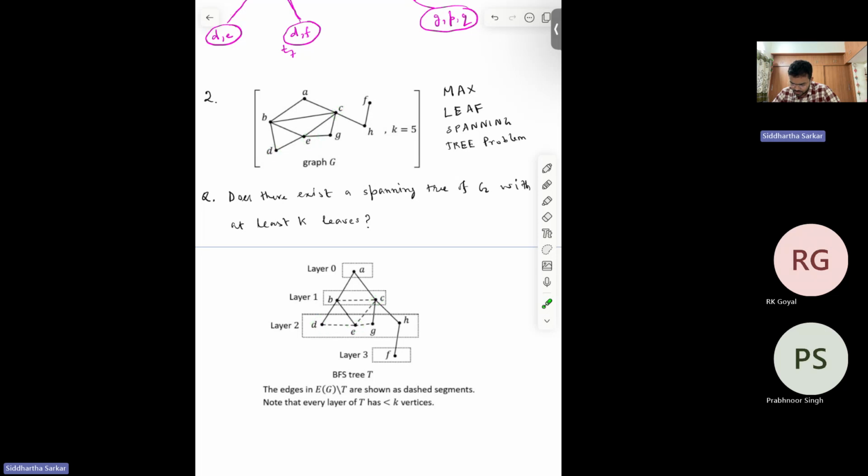So here is a dashed edge. That dashed edge shows that this edge is not part of the tree, but it was part of the original graph. So that's what they're saying. The edges in the graph minus T are shown as dashed segments. And note that every layer of T has at most k vertices. So in this case, what was the value of k? It was 5, and in every layer, there are 4 vertices.